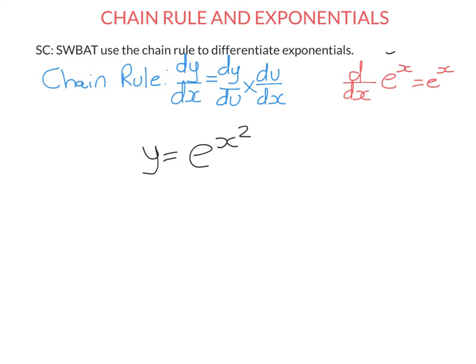And remember, e is a special number. It's like 2.71828. So that's what I mean when I say e. So how would we differentiate something like this? y equals e to the power of x squared.